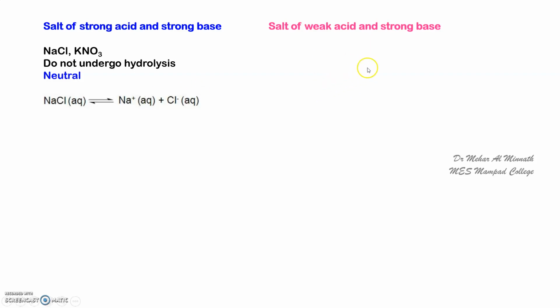Now, if we take the case of a salt of weak acid and strong base, like sodium acetate, potassium cyanide, then you can have sodium carbonate, etc. Now what happens? The ion which has come from the weak acid will undergo hydrolysis. So in the case of sodium acetate, it will be the acetate ion which will be hydrolyzed, and the solution will be alkaline in nature.